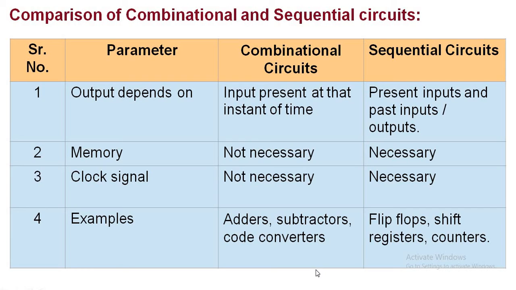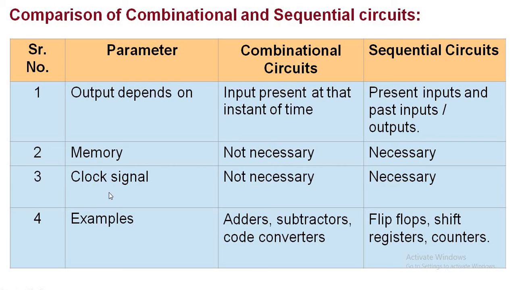This is the comparison of combinational and sequential logic circuit. First point for comparison is what the output depends on. Combinational logic circuit output depends on the present input only. In sequential, present input as well as past input. Second parameter for comparison, memory. In combinational logic circuit, not necessary. In sequential circuit, it is necessary.